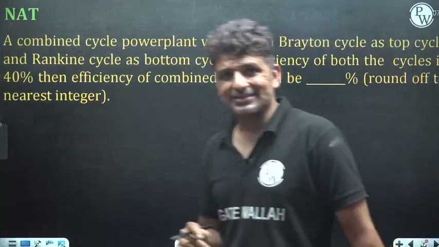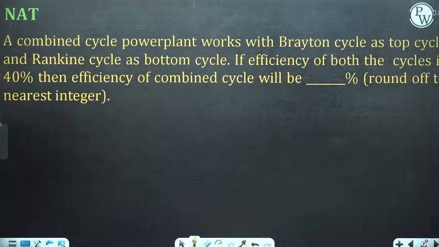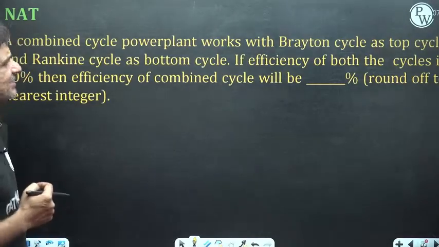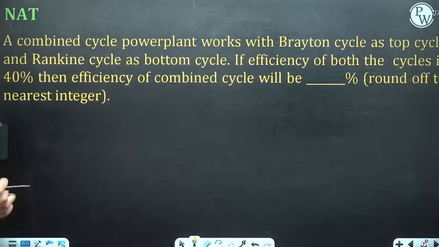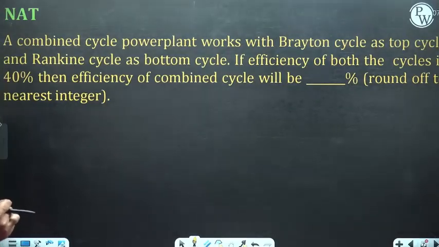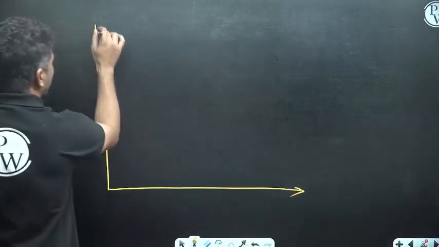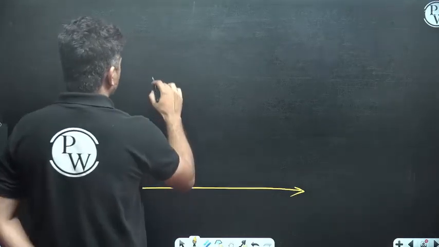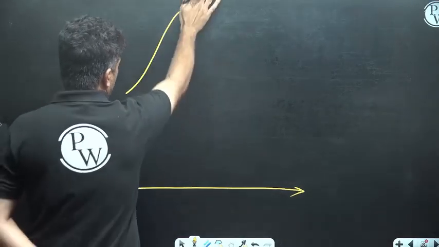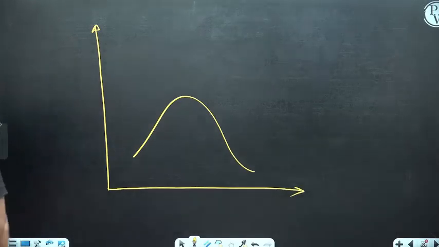Moving on to the next question. This question is of combined cycle. It says a combined cycle power plant works with Brayton cycle as top cycle and Rankine cycle as the bottom cycle. If efficiency of both the cycles is 40%, then the efficiency of the combined cycle will be. So you see how this cycle actually works. If you want to understand how the combined cycle actually works, I hope you might have studied combined cycle, or you might have studied only the formula of combined cycle in thermodynamics.